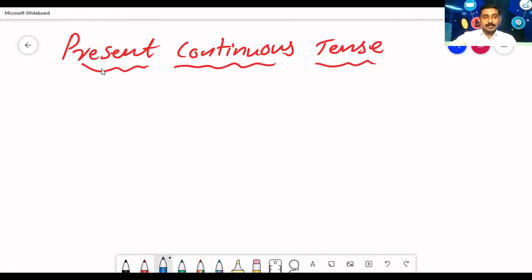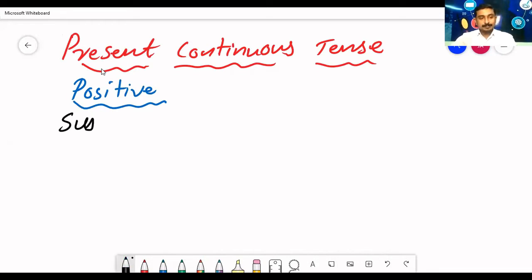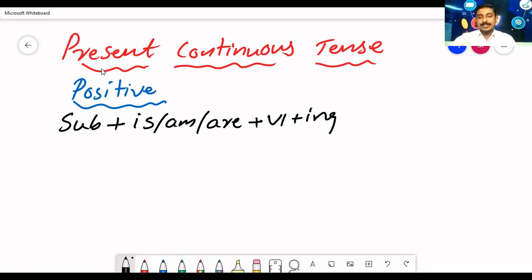As usual, let us first create the positive structure. Start with subject plus is or am or are plus V4 form. V4 is nothing but the ing form, so we can simply write V1 plus ing. Subject plus is, am or are plus V1 plus ing, that is V4, plus object.